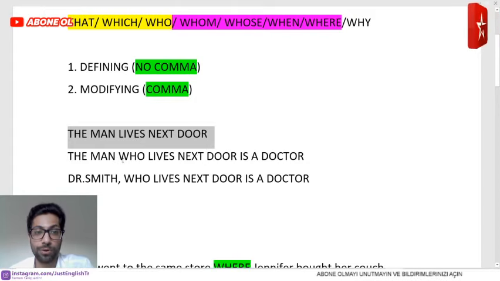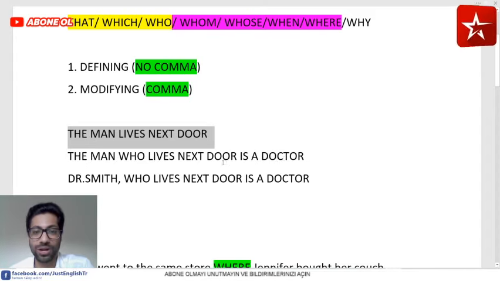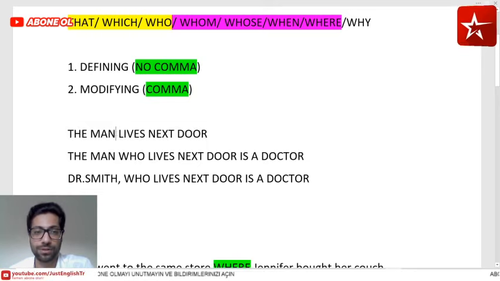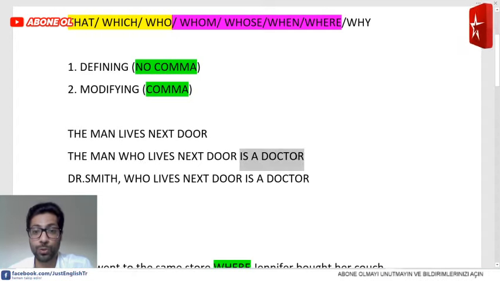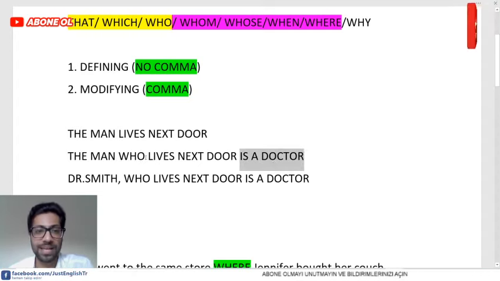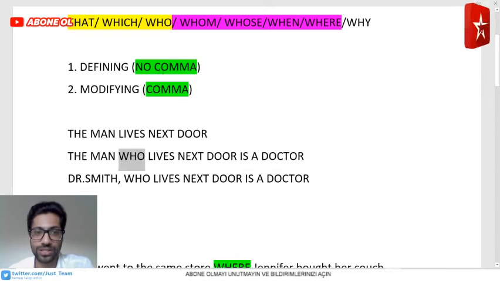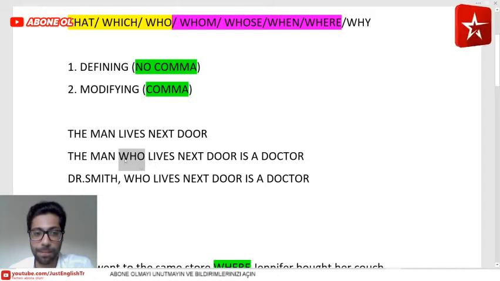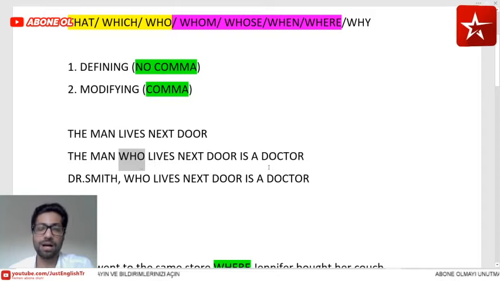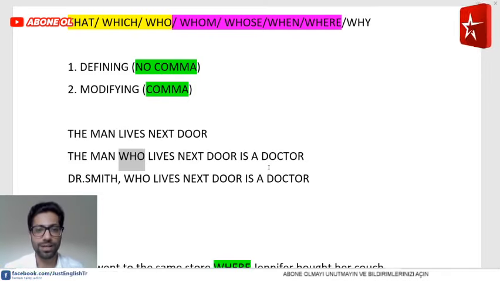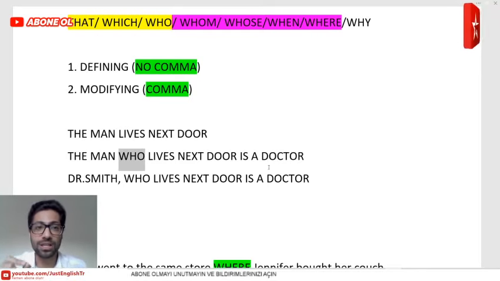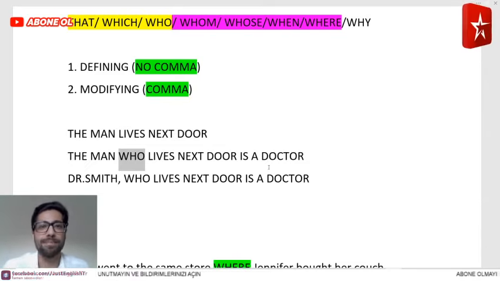Now, remember, the man who lives next door is a doctor. Here you are defining who is the man. Who is the man? You are defining the man. The man who's a doctor. Okay? In this case, there is no comma as we agreed here. If you are defining something, the man who lives next door is a doctor. Now, you may tell me that that's not defining, that's modifying, giving more information. It is more information. But here, I'm trying to define who is the man.